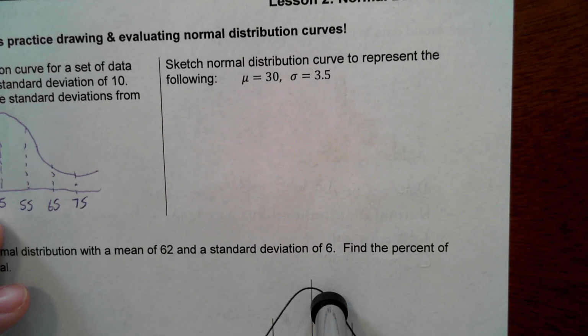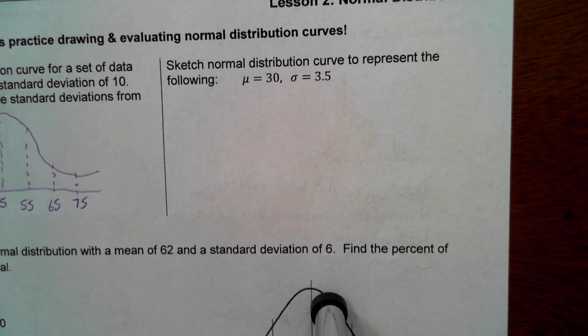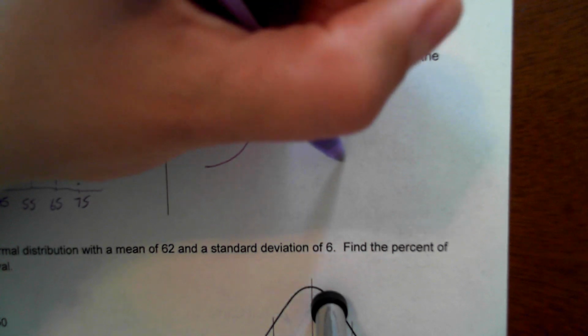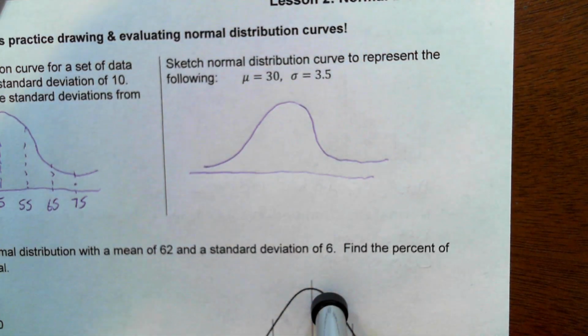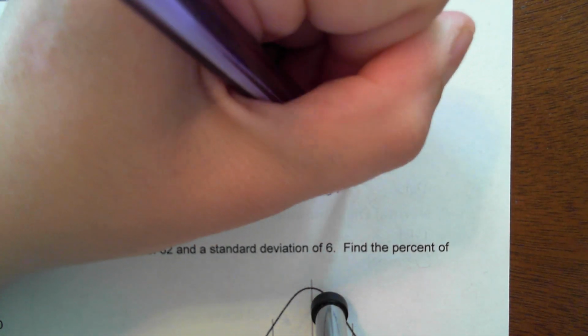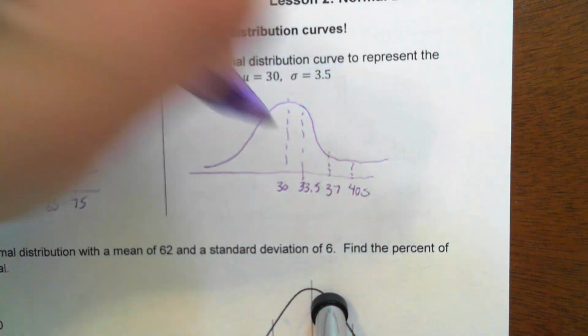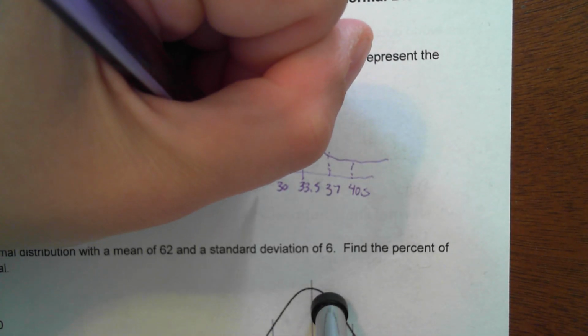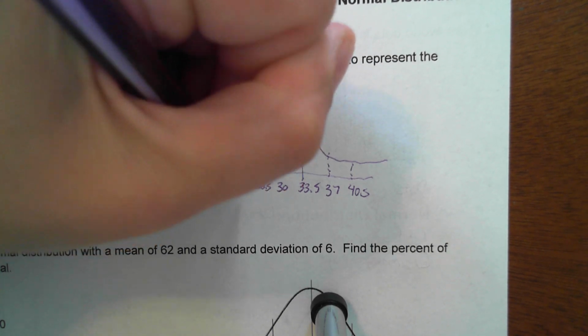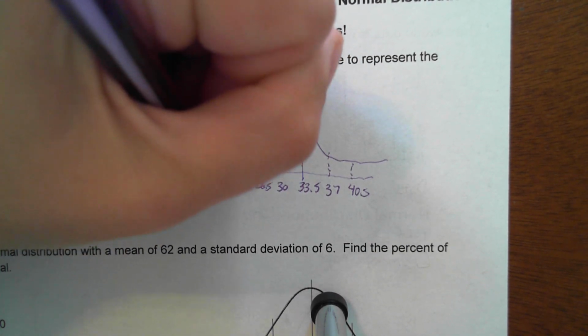All right, so here's the second example. Sketch a normal distribution curve to represent the following. So our mean this time is 30 and our standard deviation is 3.5. So 30 goes in the middle, and then 1 standard deviation would be 33.5, then it'd be 37, then it'd be 40.5. Below, it's going to be 26.5, and then 23, and then 19.5.